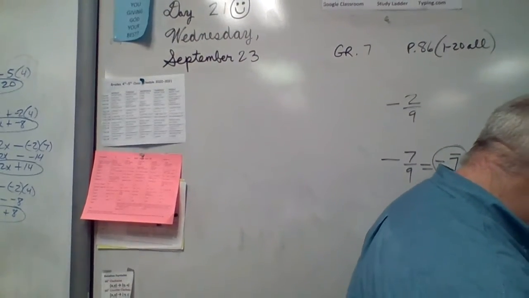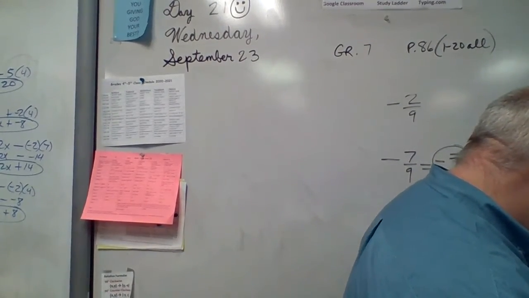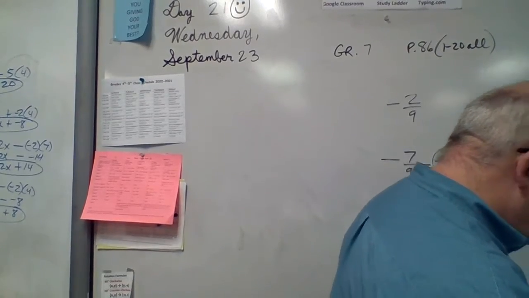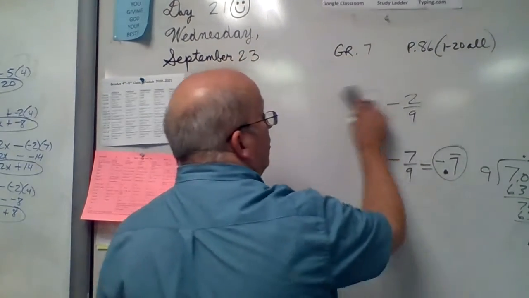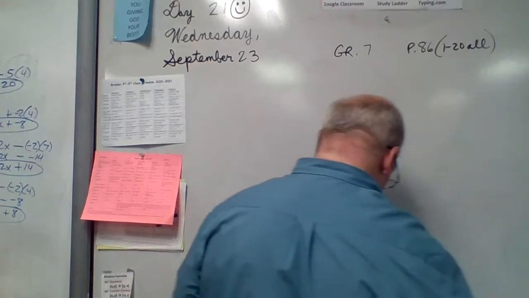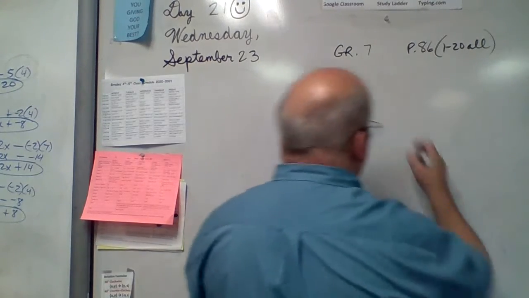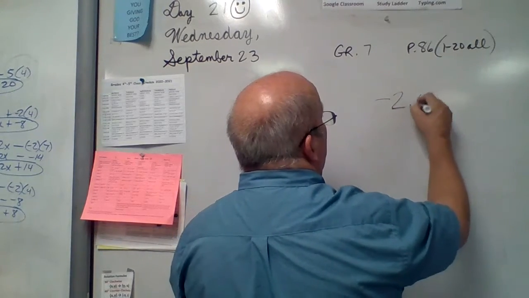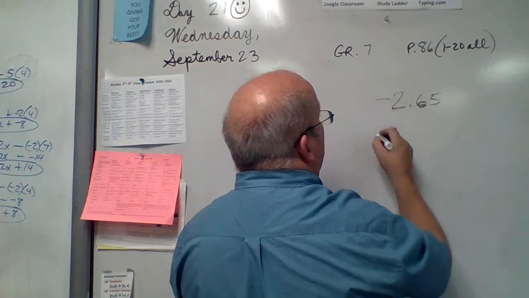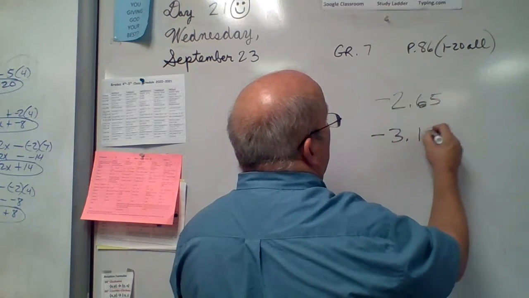Number 5, write -2.65 as a mixed number in simplest form. I'm not going to do that one, but I'll do one that's similar to it. They want you to do this one. I'm going to do this one.